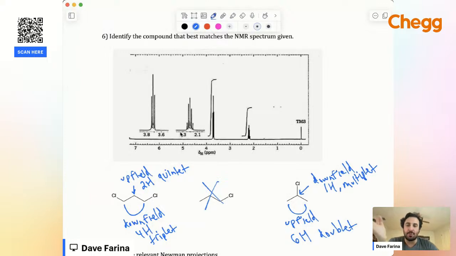And also, even though we're not given integration values, it does look pretty good, right? The triplet is bigger than the quintet, and that does correspond. The 4H versus 2H does seem to fit that as well. So chemical shift looks good. Splitting looks good, and the integration, even though not given values, does seem to look pretty good. So definitely this is going to be the structure there. This is 1,3-dichloropropane. So that'll be that one.